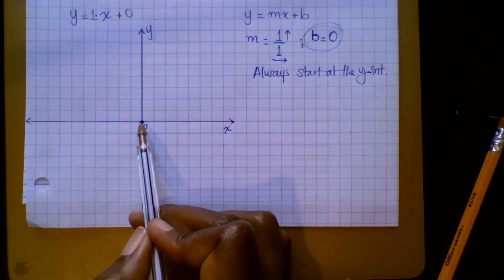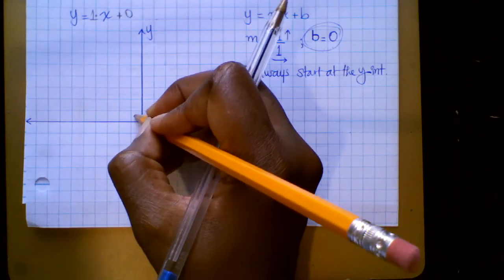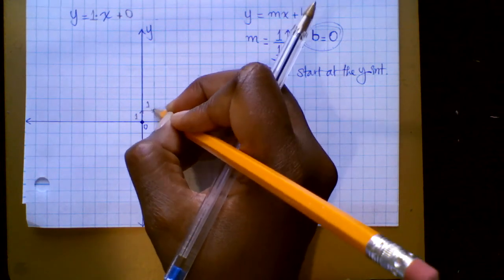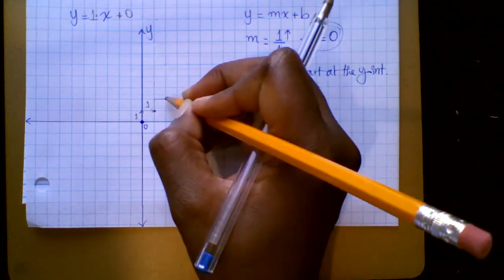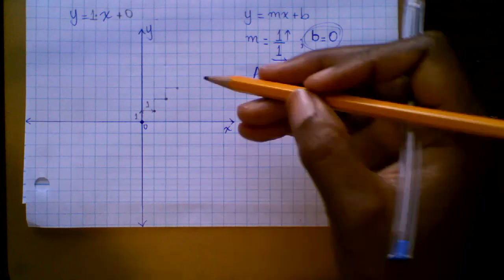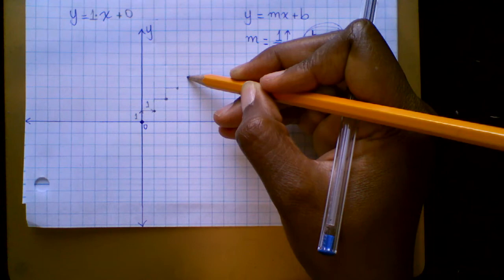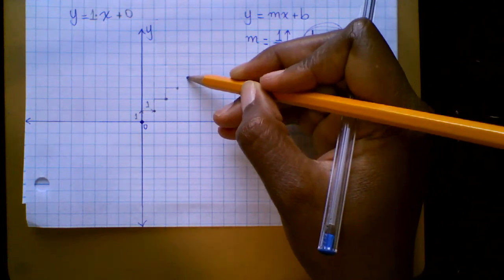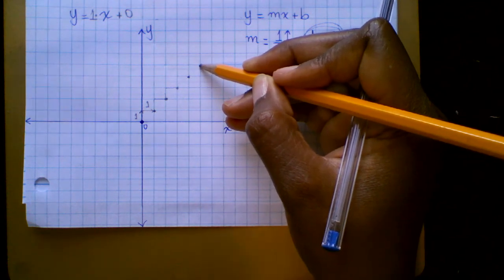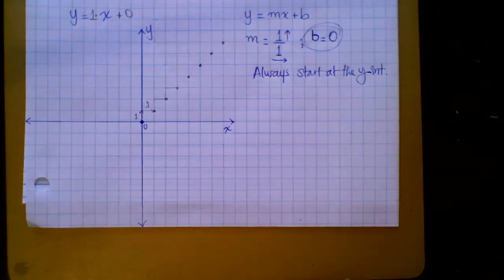Then from the y-intercept, I go up 1 and move to the right 1, then place my dot. Go up 1 and move to the right 1, place my dot. You want to do 2 actions before you place your dot: go up first, then move to the right, then place your dot. I think I have enough ordered pairs on my right.